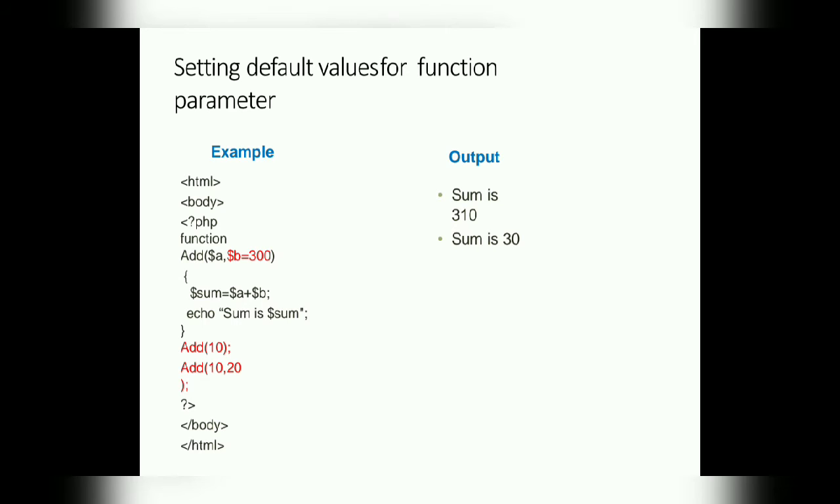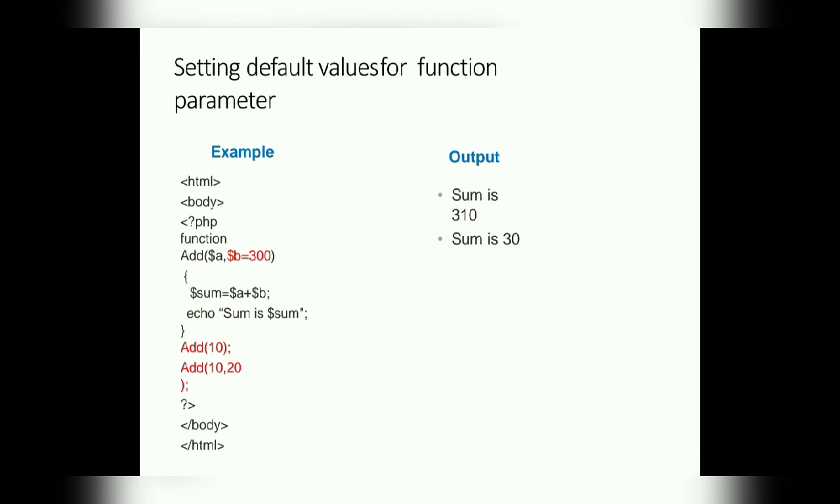So you can see in the first statement I haven't written any code or any variable for the second parameter, right? I have directly written add 10. I haven't provided add 10 b or add 10 any value, right? Only 10 I have written. That means here it will take the default value that I have already defined as a parameter, that is $b equals 300, and it will directly output with the previous variable.